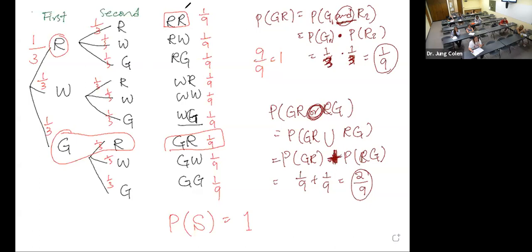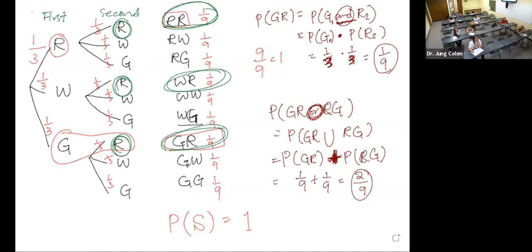Okay? Now let's look at the third one. Obtaining R on the second row. R on the second row. So let me use my green color. Okay, red. R on the second row. So I see R here, I see R here, I see R here, in the second row. Right? Which is these cases. This one, and this one. So the first row doesn't matter. The first row can be red, white, or green. The second row has to be red.